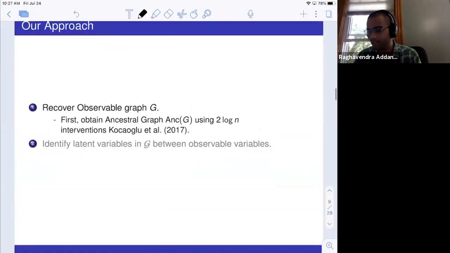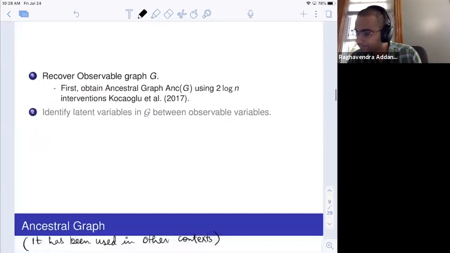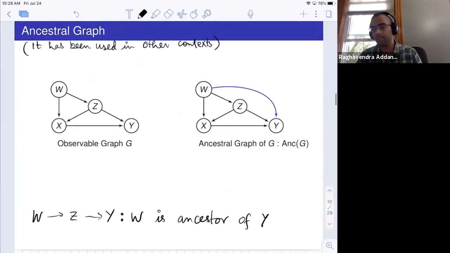So first we'll look at recovering the observable graph. Then we'll go over how to identify the latents. For recovering the observable graph, we go through two steps. First, we obtain the ancestral graph using order of log n interventions. Then we recover parental relations from this ancestral graph. There is another notion of ancestral graph which is more involved, and this is the notion which we use. This is a simplified notion.